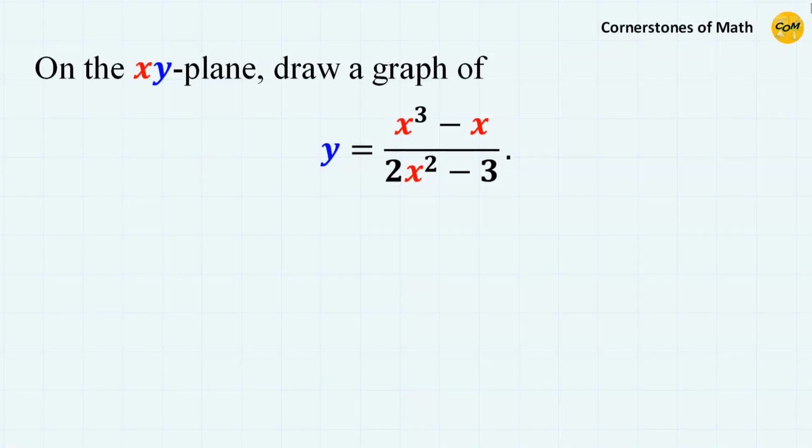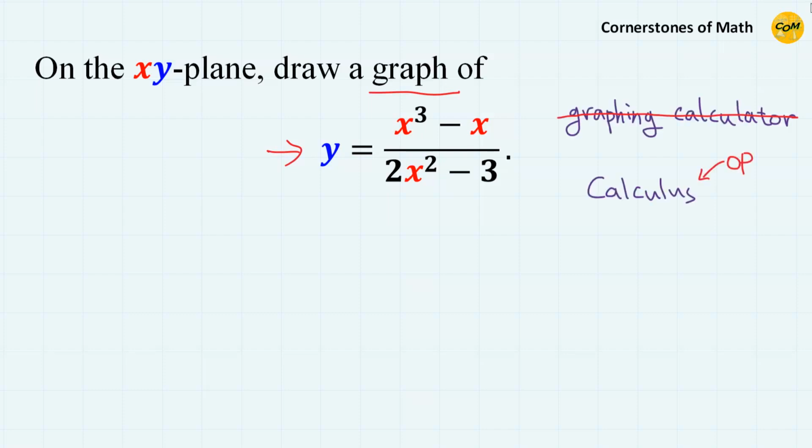Today we are going to draw a graph of the function y equals (x cubed minus x) divided by (2x squared minus 3). And I will draw it as precisely as possible without any help from the graphing calculator, but using the knowledge of mighty calculus. And I will introduce the entire process step by step, which you can apply to draw graphs of many different types of functions.